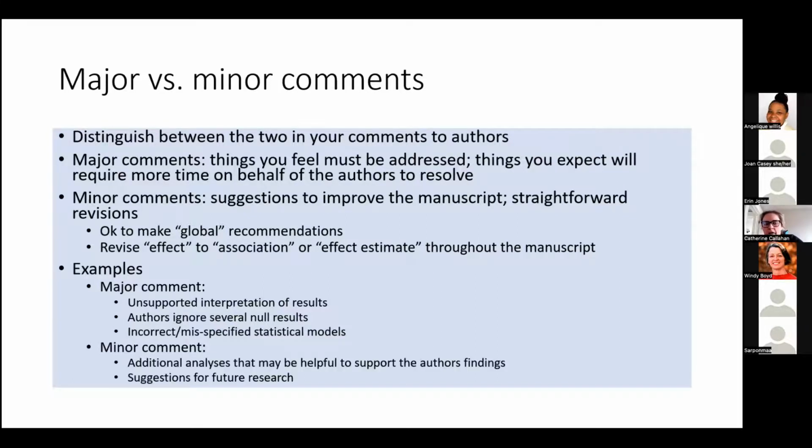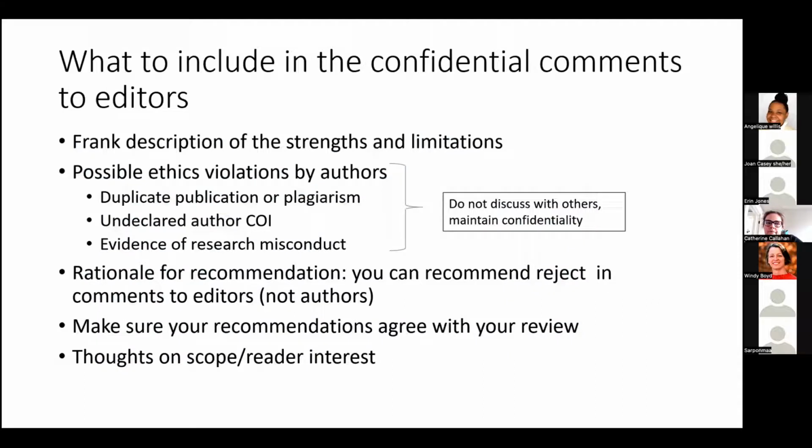Minor comments are more like a sensitivity analysis that you think might be helpful, or suggestions for future research that you think the authors could include in their discussion section. Most editorial software also includes a section for confidential comments to the editors. In this section, you would want to include a frank description of the strengths and limitations, as well as if you detect any possible ethics violations by the authors, such as a duplicate publication or plagiarism, undeclared conflicts of interest on behalf of the authors, or any other evidence of research misconduct.